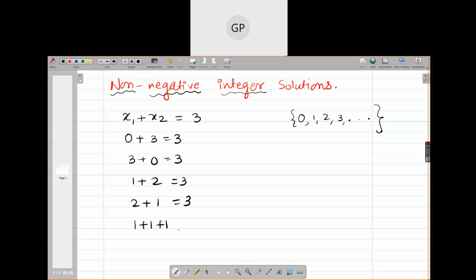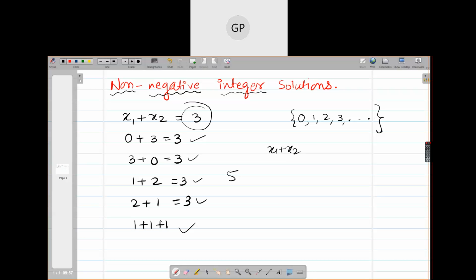Any other solution you are getting? Non-negative integer solution for this particular partition. This is a partition of number, right? You are writing the partition of number 3 in terms of non-negative integers. So how many solutions are we getting? 5 solutions. But here, if you have many variables and the number is also very big, then it becomes very difficult to list out such solutions. Yes or no?